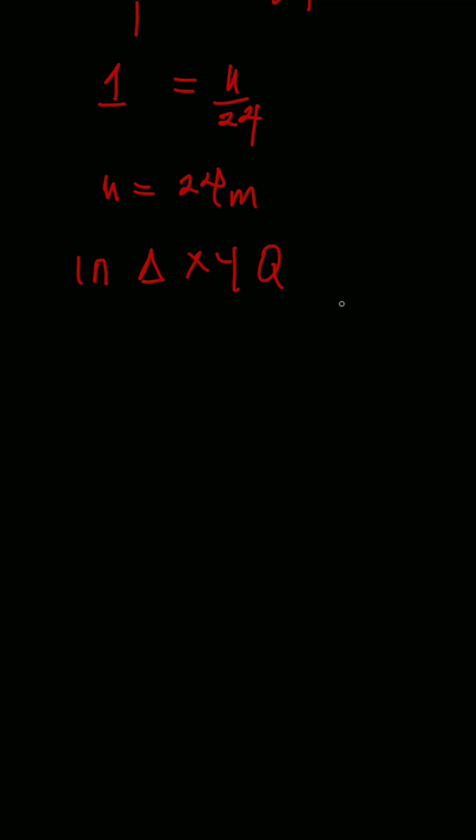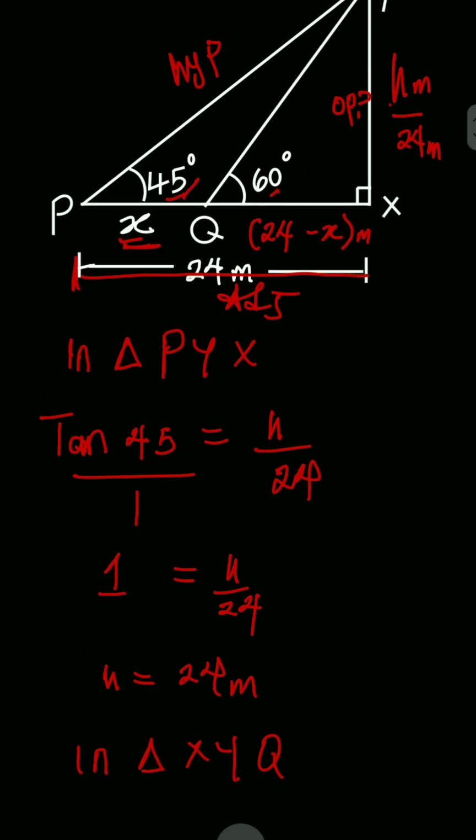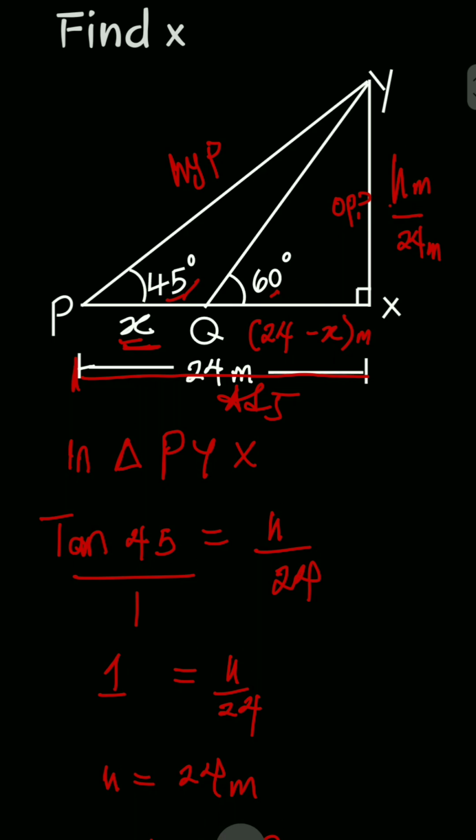So let's move on. In triangle XYQ, we are going to consider this included angle given to us. This is 60 degrees. And so the side opposite to this is the opposite side. YX is the opposite side. XQ is the hypotenuse, and QX is the adjacent side. So we have the value of the opposite to be 24. The adjacent side is 24 minus x. So we think of the trigonometric ratio that links the opposite and the adjacent together, and that is tan.